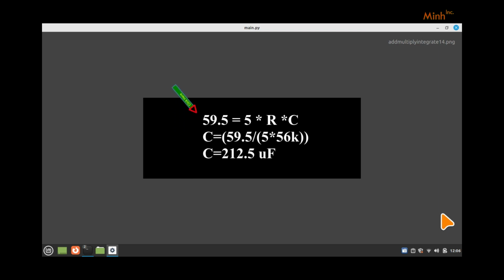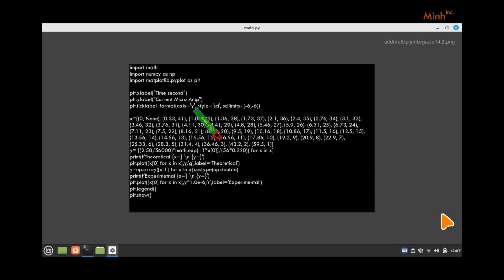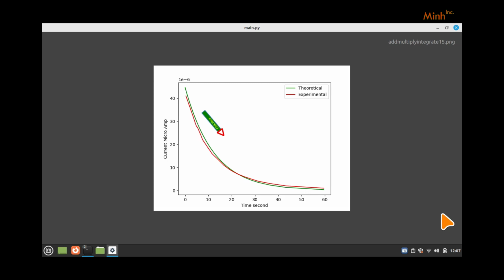So 5 into RC, we think that it is 59.5 seconds. Now it's time for the calculation. At 59.5 second we expect 5 into RC, so C equals 59.5 by 5 into 56k, and it is about 212 microfarad. The capacitor reading is 220 microfarad, it is written there, so we are close to it. This is how we can approximate. With 220 microfarad, we drew the curve as per the equation. Green is that, and red is the 212 we are getting, and it is almost similar.